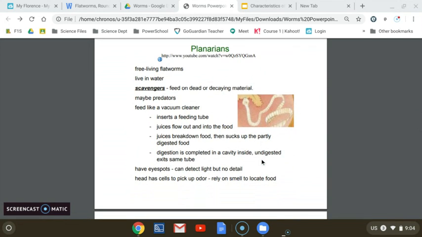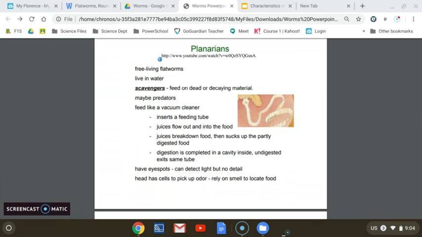So planarians, they are free-living flatworms. They live in seawater. They are scavengers, which means they feed on dead or decaying material. They may be predators. They feed like a vacuum cleaner, so they insert the feeding tube. The juices flow out into the food. The juices break down the food, and then it sucks up the partly digested food. And it's completed in a cavity inside, and the undigested exits the same tube.